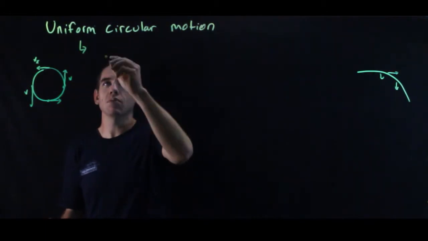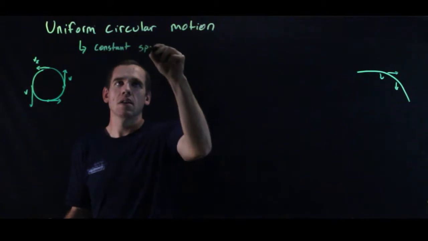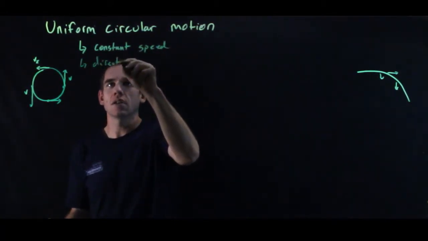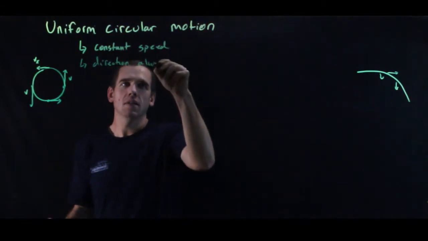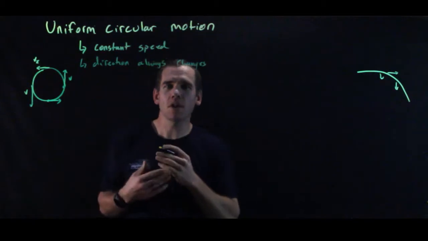So uniform circular motion: constant speed, but the direction always changes.